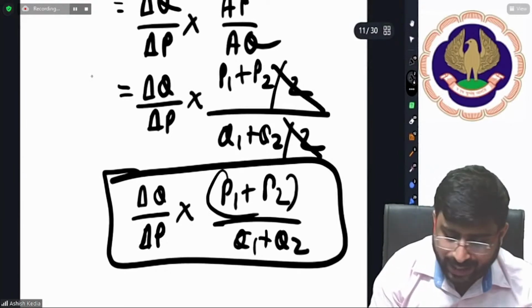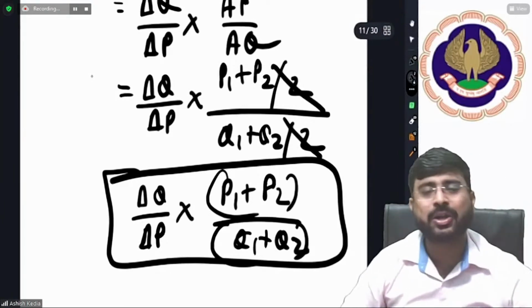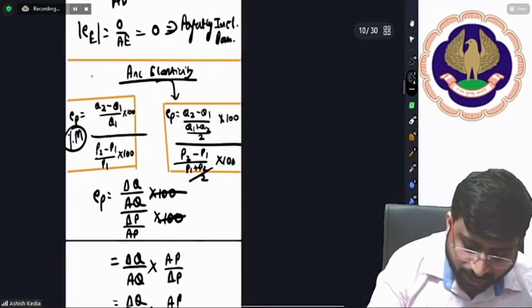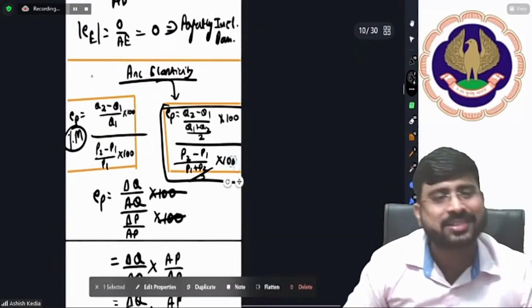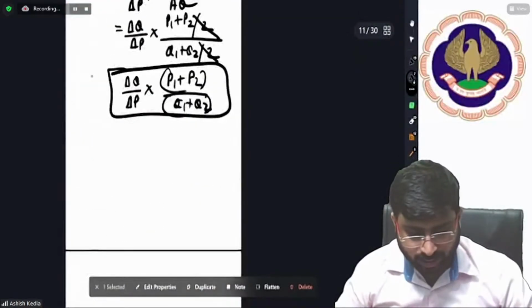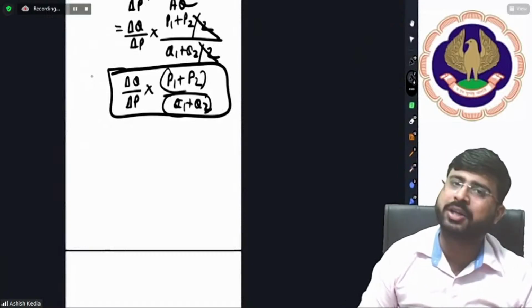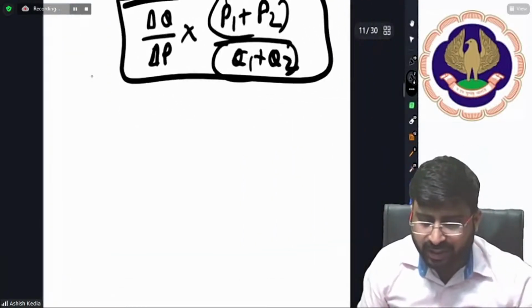So you can calculate either way. You can use the formula that I have written in the box, or the formula that I have written in the orange box. Both are the same thing. Sir, can we do some numericals on this? Yes, let's do a numerical on this to make things clearer for you.